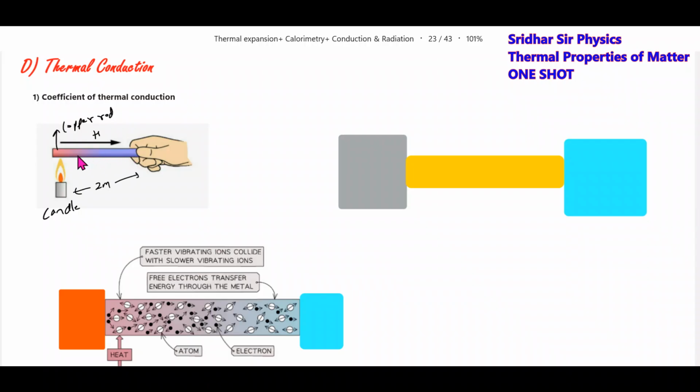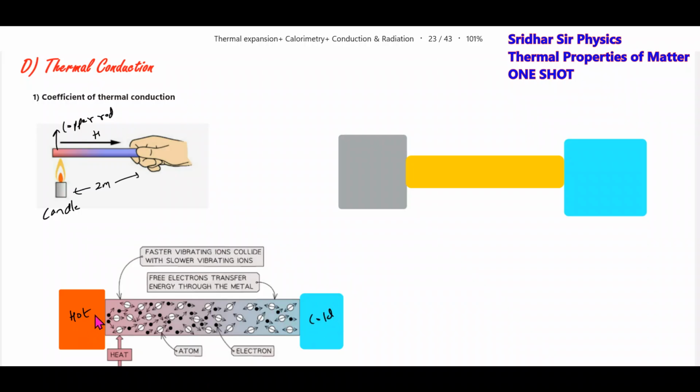There's a basic mechanism here. The copper rod will be involved in the transfer of heat. Inside the copper rod there will be atoms and electrons. There's the hot body and there's a cold body.